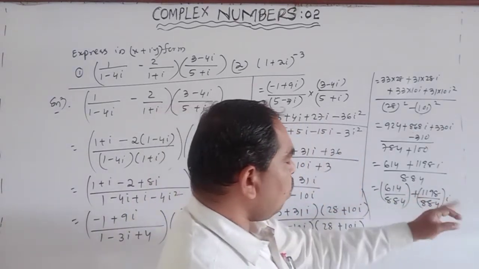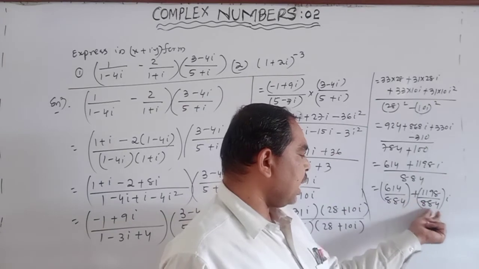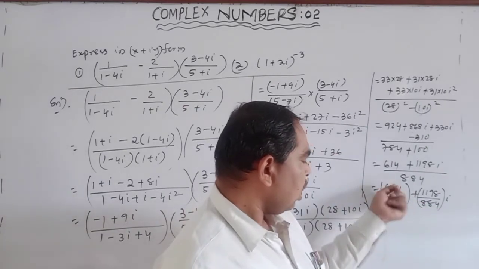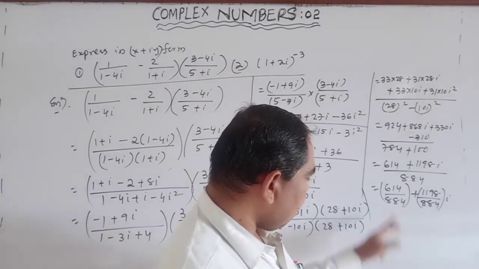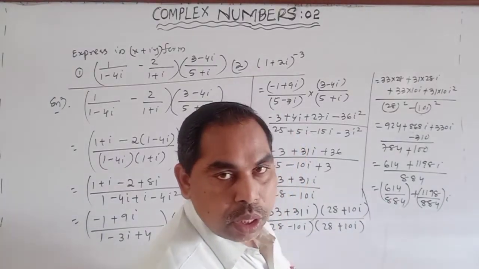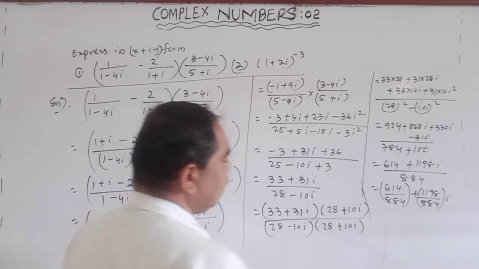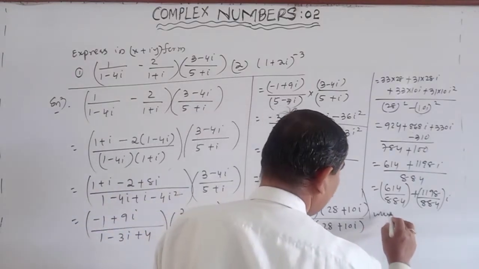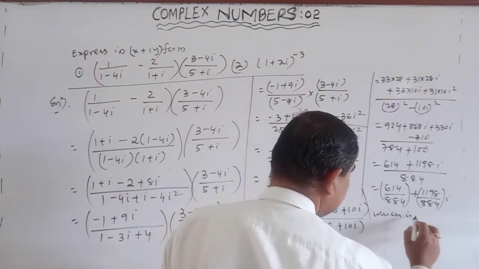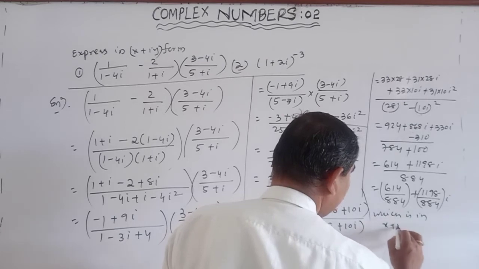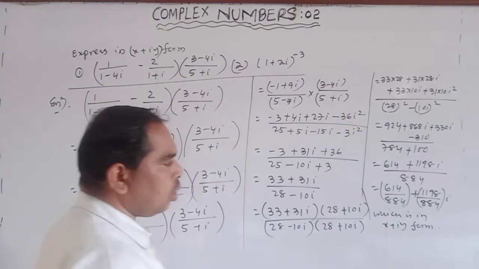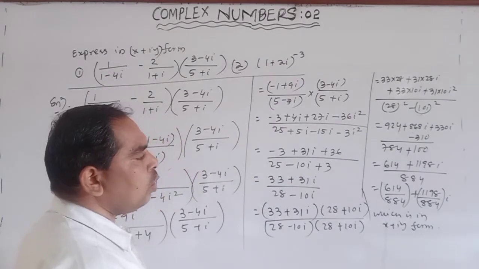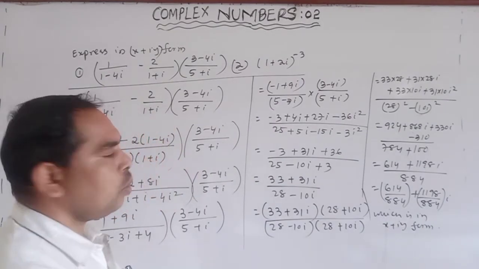Okay, so this is the x plus i into y form. Simplify further, cancel common factors if any. This is in x plus iy form, so reduce to x plus iy. This is our x plus iy form.